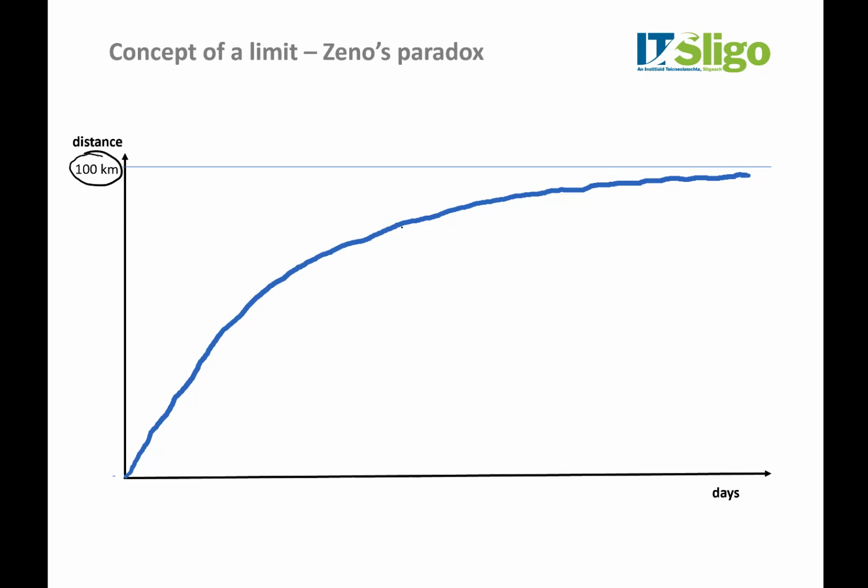So the curve will get infinitely closer as x gets bigger and bigger. The value of y gets closer and closer to this limit, but it'll never get there. And we're going to use this concept of a limit now as we go on to define e, Euler's number.